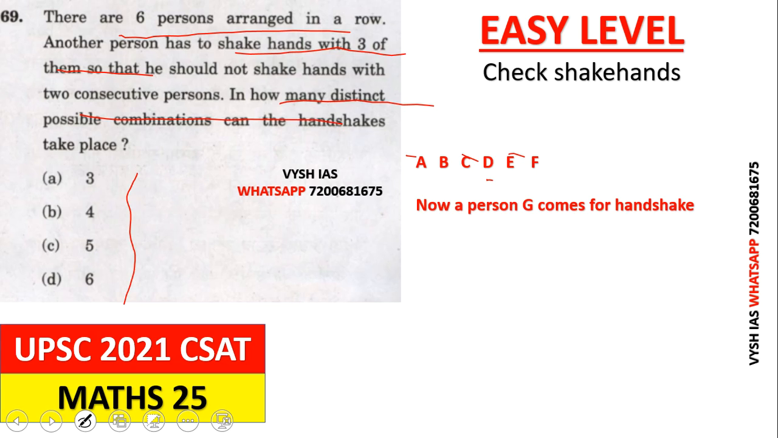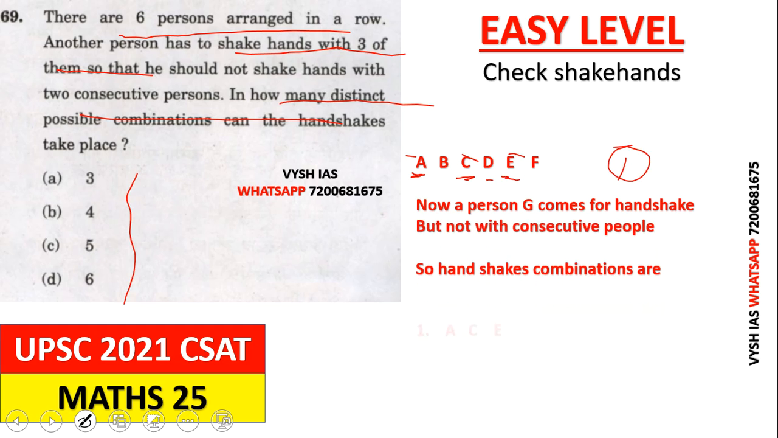Very simple question. Okay. So what are the combinations? First he will go to A, then he will go to C, then he will go to E. 1 combination. Then suppose he goes to A, he will skip both B and C and go to D. Then he will skip E and go to F. So ACF. Okay. ACF, ADF. These are 2 combinations.